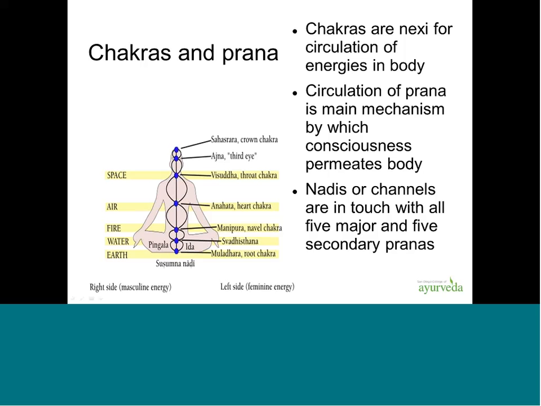And the circulation of prana is the main mechanism by which our consciousness permeates the body. So it is the circulation of prana that is our connection of consciousness with body.